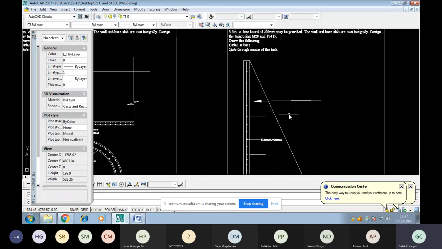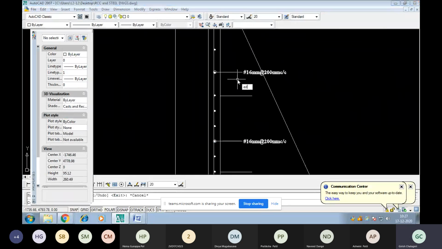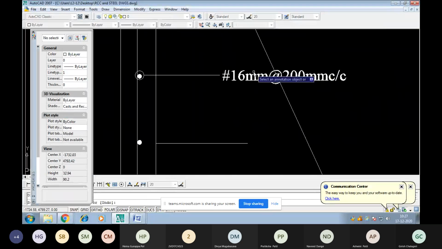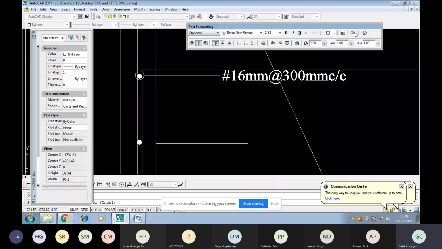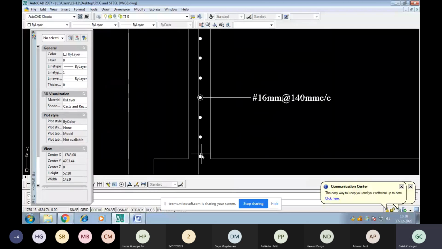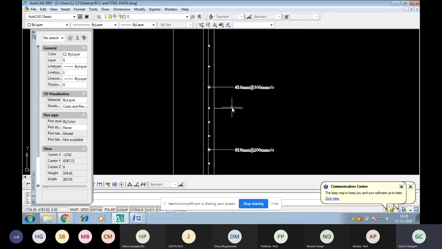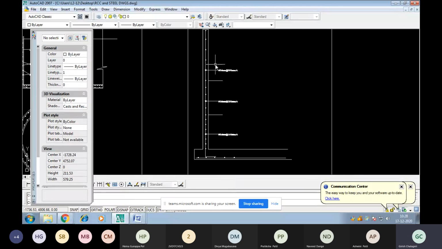So after this, we can provide only one spacing. After this, I can write this like this, 600 at 300 mm spacing. So we can see guys how the reinforcement is changing here. From here the spacing will be 140, from 1 meter height it will be 200, after 2 meter height it will be 300. So you should show the reinforcement like this only.